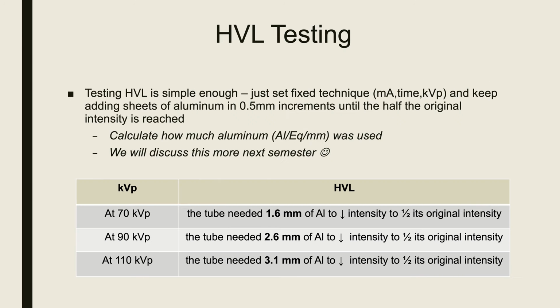Half value testing is plotted sort of like I have on this chart. At 70 kVp, you would need to add 1.6 millimeters of aluminum to reduce the intensity to half its original value. At 90 kVp, you need more aluminum to reduce the intensity to half because the beam is more penetrating. And then the same thing at 110. Don't worry too much about half value layer. We're going to talk about all of this again in physics, and then you'll get it again in radiation protection.